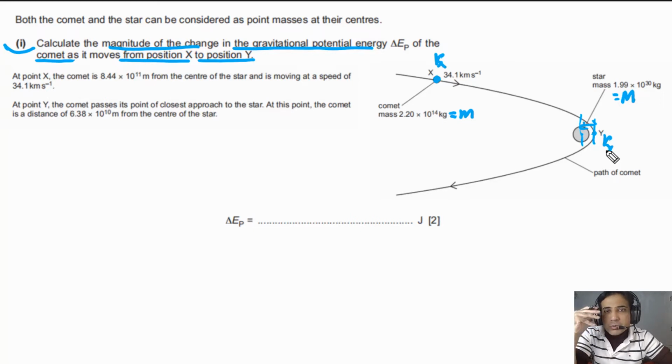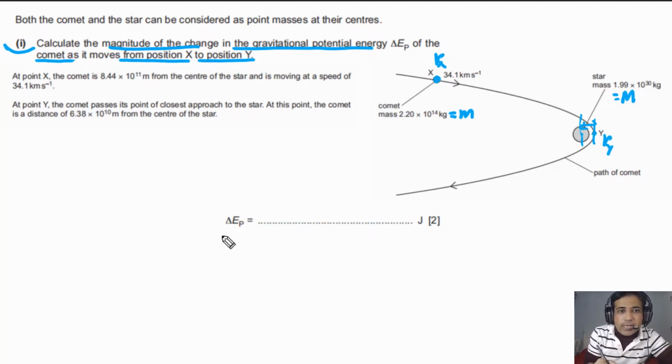And now we can use our understanding of gravitational potential and gravitational potential energy to calculate the change in gravitational potential energy. Before we answer this question, one thing you need to understand is that as this comet is getting closer to this one, kinetic energy of the comet will increase, but gravitational potential energy of this comet will decrease. So when we calculate in this case the change in gravitational potential energy, our answer has to be negative.